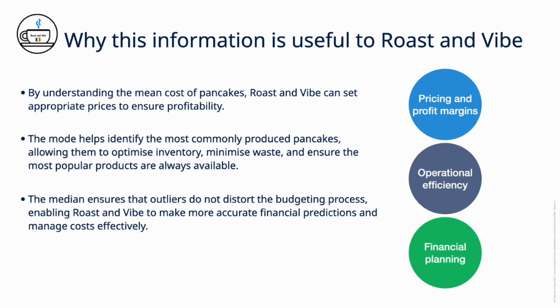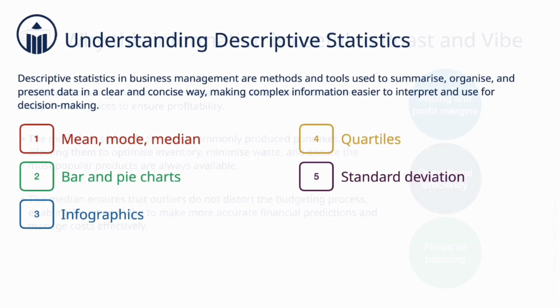That wraps up our exploration of mean, median, and mode, 3 powerful statistical tools that help businesses like Roast and Vibe make informed, data-driven decisions. Whether it's analysing salaries, understanding customer trends, or calculating average production costs, these measures of central tendency provide valuable insights that support smarter strategies and better outcomes.